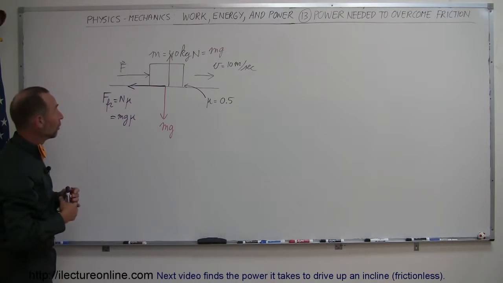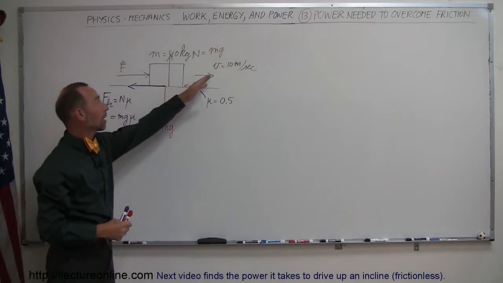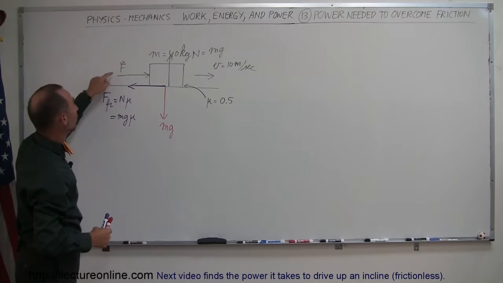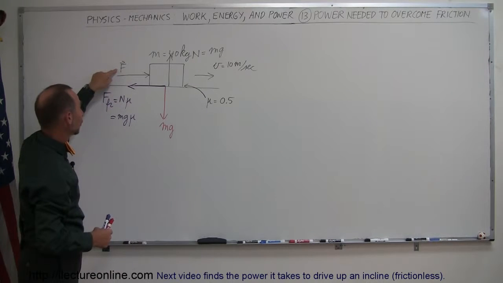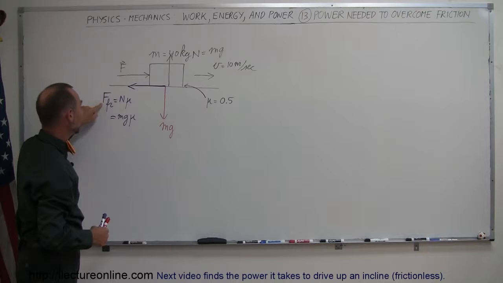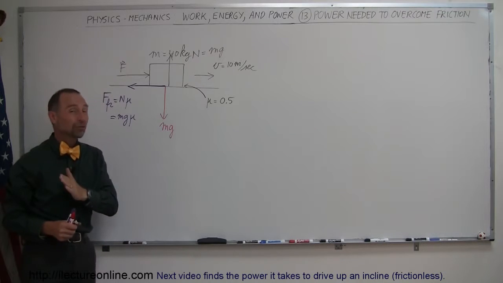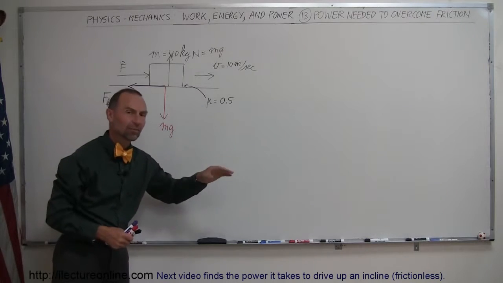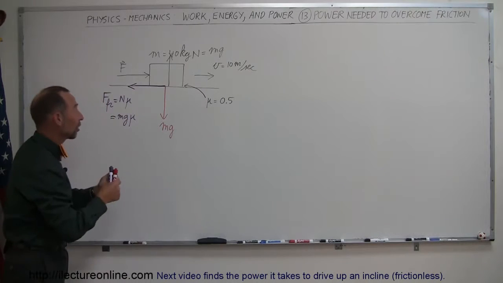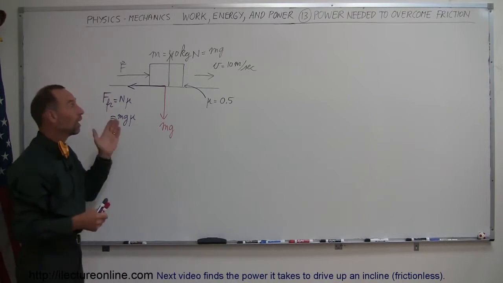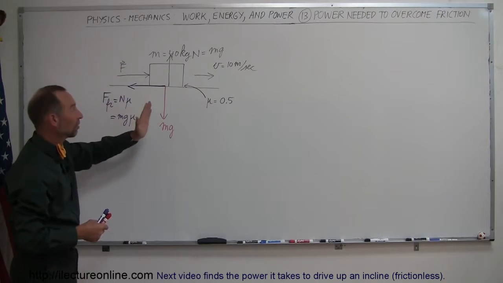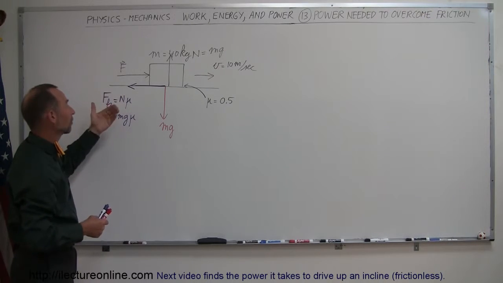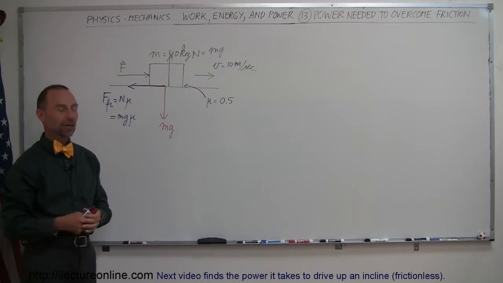And so in order for this block to be pushed to the right at a constant speed of 10 meters per second, the magnitude of the force F has to be equal to the magnitude of the friction force, so that there will be no net force acting on the block, and the block can continue moving at a constant speed. Again, to get the block started, it will require a little bit more force to get up to speed first, and then once it's up to speed, it will require a constant force to move it at 10 meters per second.